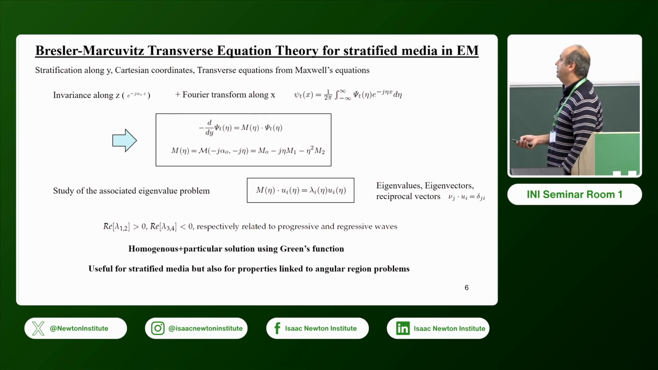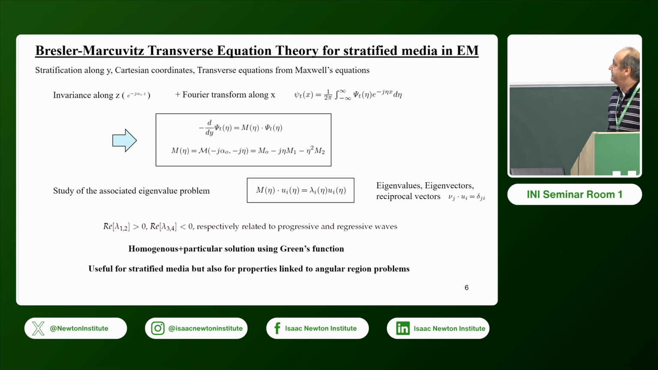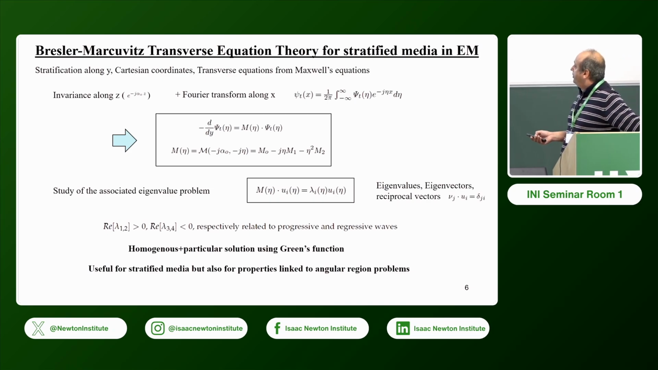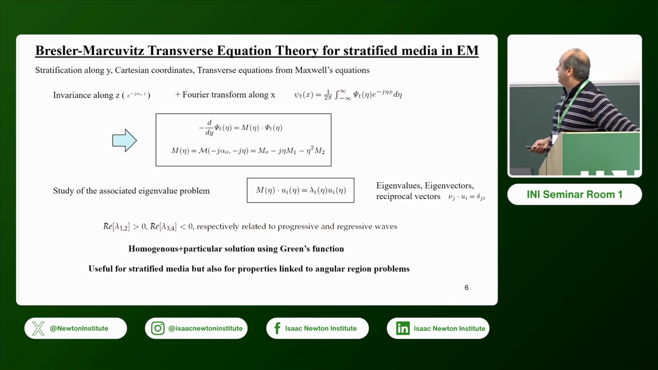And we can show that in this 4x4 operator, we have two eigenvalues that represent progressive waves, and two eigenvalues that are regressive waves. And we can perform the solution in terms of a homogeneous solution and a particular solution in terms of the Green's function of this problem. This kind of methodology can be used for stratified media, and in classical literature also with transmission line representation, but we want to extend it to angular regions.